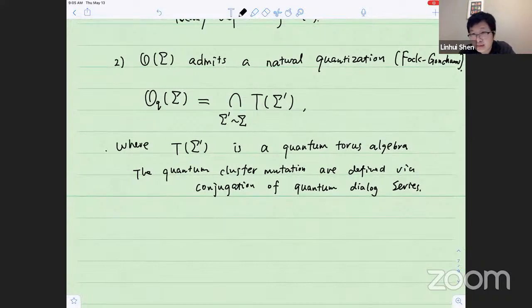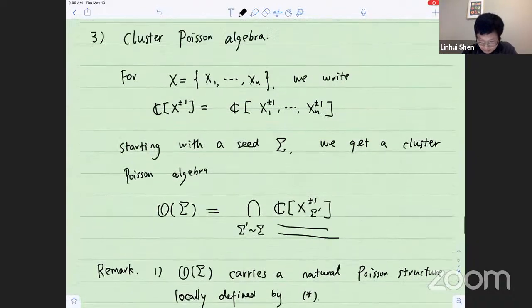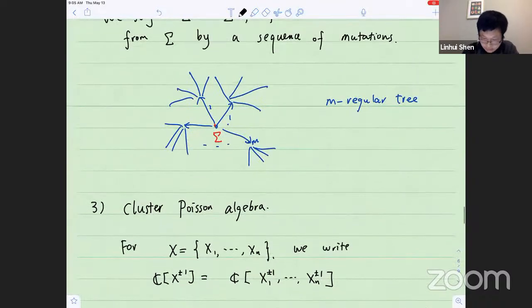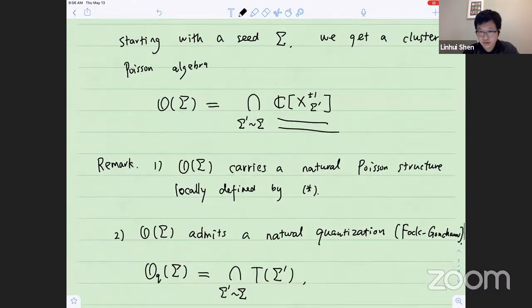Do we always get infinitely many seeds? No, actually. Sometimes after finitely many steps of mutations, this will go back to the original one. So in fact, there is a classification of this. If we only get finitely many seeds, this is called a cluster algebra of finite type, and they can be classified by the Dynkin diagrams. There is a very beautiful result on the case when there are only finitely many.